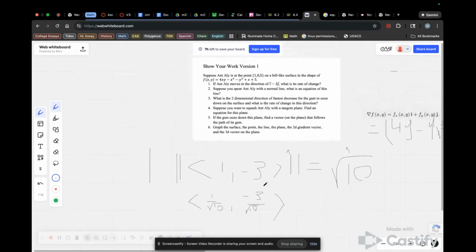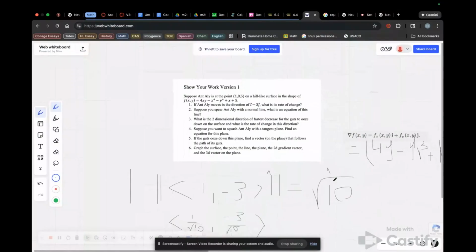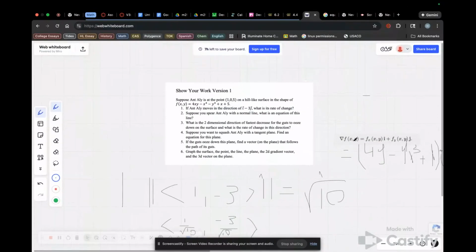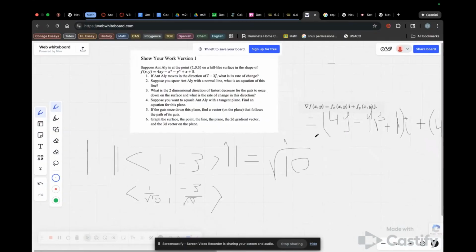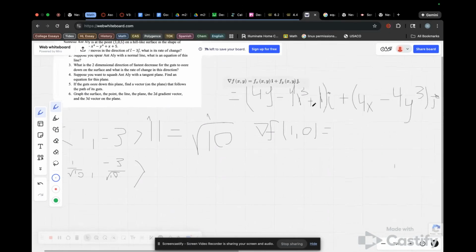Alright, so for this problem, we have to find the directional derivative. We do that by finding the gradient at this point, where the ant is. If we plug the point (1, 0) into our gradient, that will get us the gradient at that point. So let's see, f at (1, 0). This equals, let's see, so we got 0, so -4, -3.